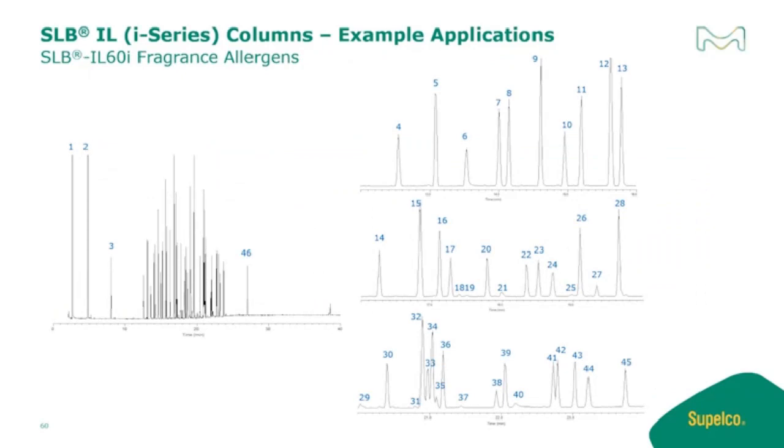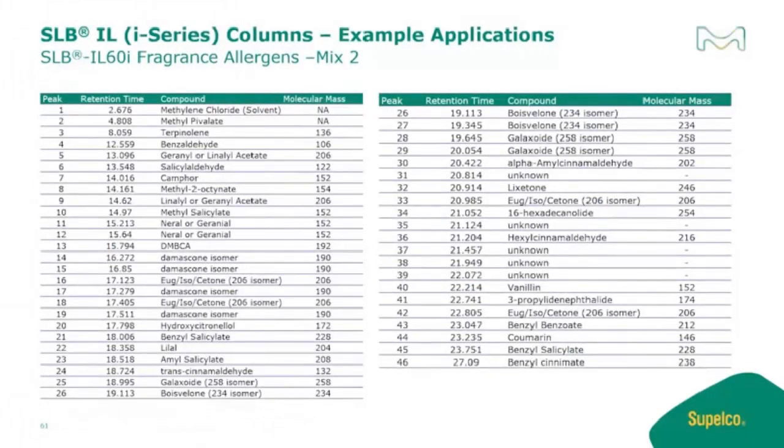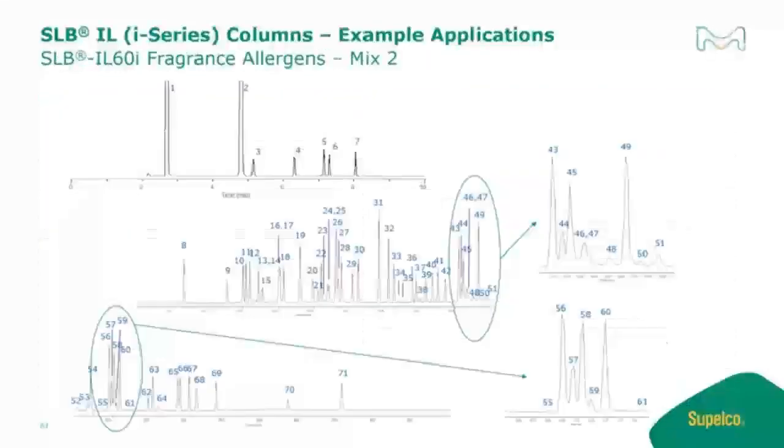Here's another series of the particular allergens resolved on the SLB-IL60I. Again, just the listing of some of the compounds that are in there, some of these things that need to be monitored. Here's mix 2, again, a wide variety of allergens, well resolved. The 71 allergens, again, we're actually looking at the total number of isomers that are available, so we can see they're all fairly well resolved, and get a good quantitation of these.